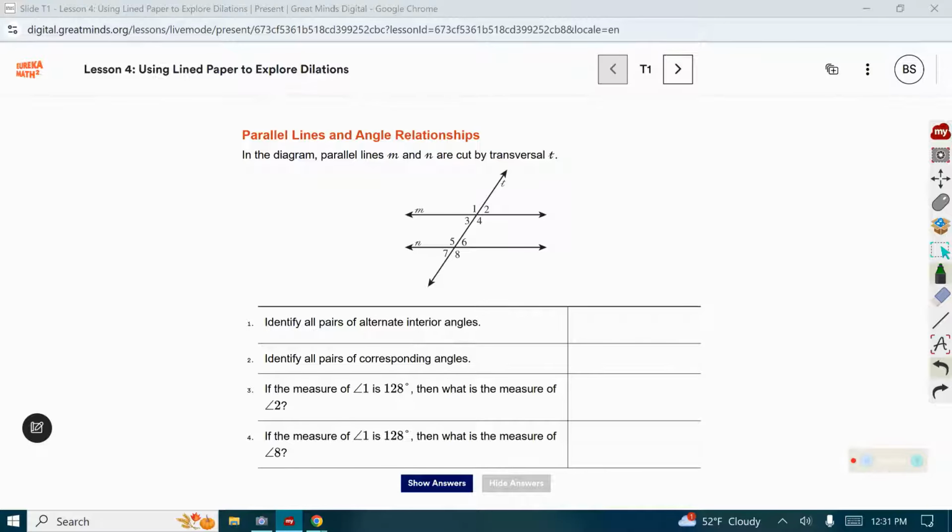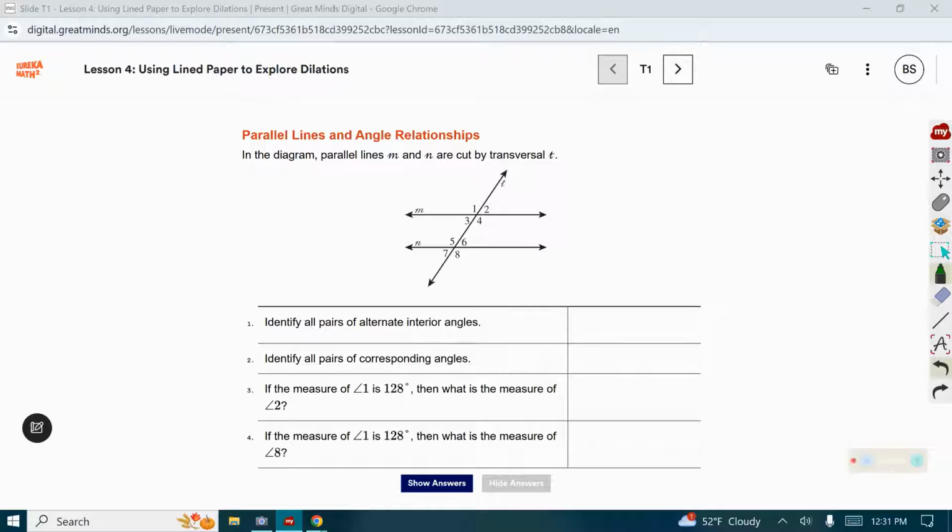Identify all pairs of corresponding angles. Corresponding angles are on the same side of the transversal and in the same location on the parallel line. So for example, angle 2 and angle 6, they are both on the top right of their parallel lines. There are several. You need to identify all pairs.